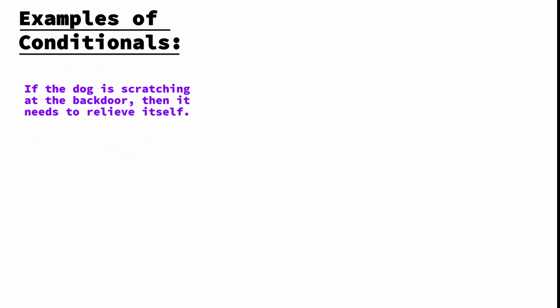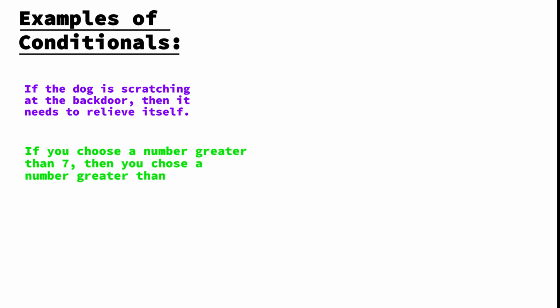Conditionals can come in multiple different forms, but here are a couple. If the dog is scratching at the back door, then it needs to relieve itself. Or, in more mathematical form, if a number of your choice is greater than 7, then your choice was greater than 3. With math notation, if C > 7, then C > 3.